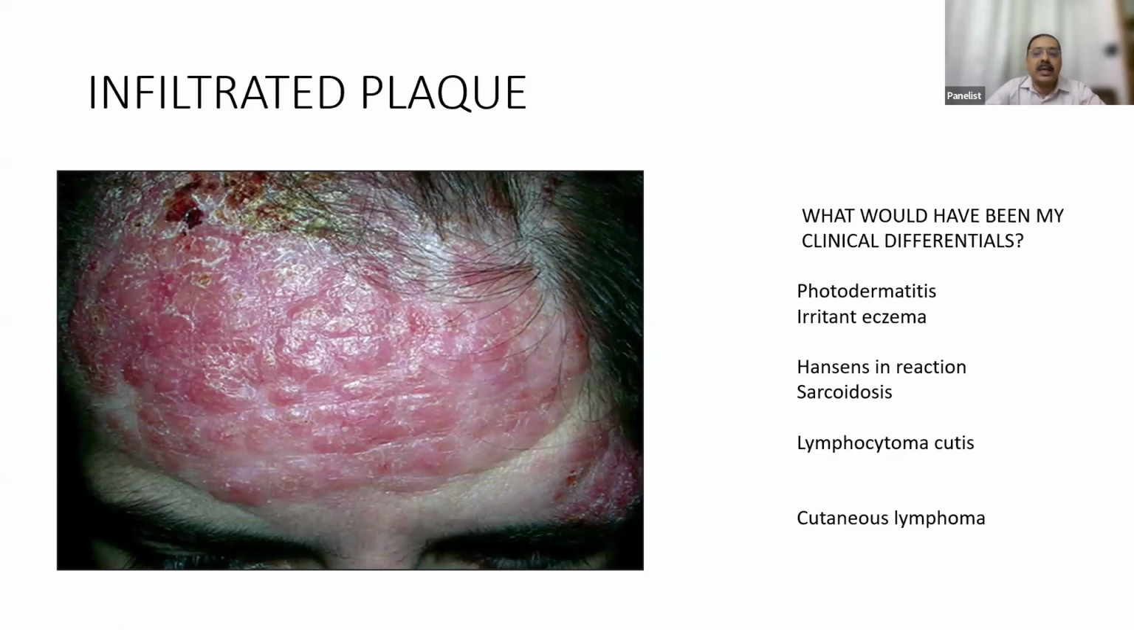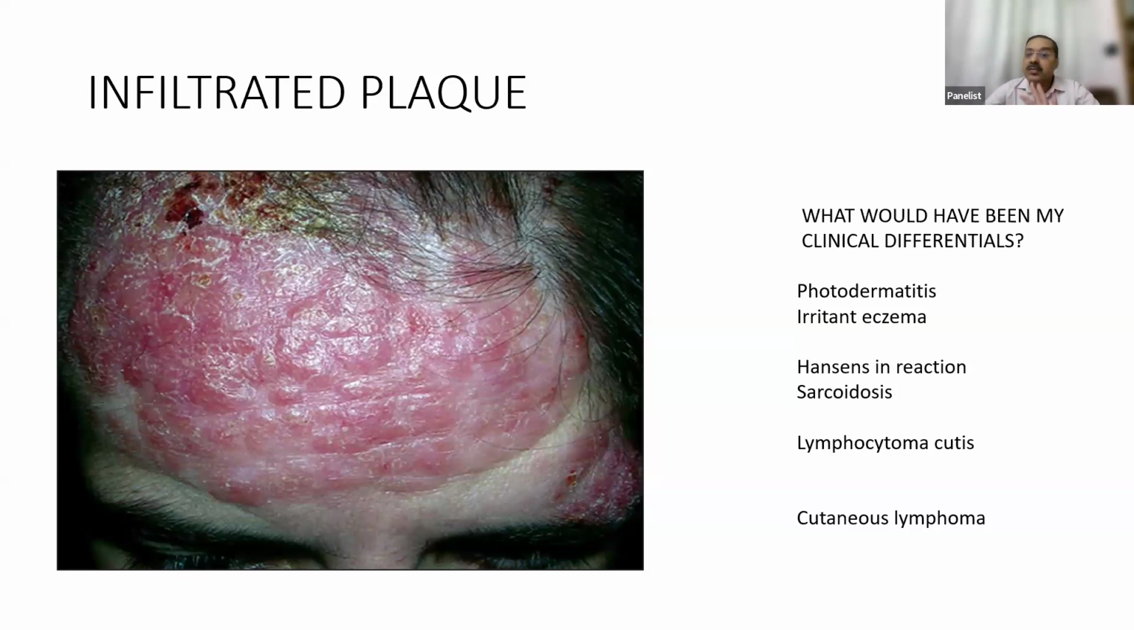What would have been my clinical differential diagnosis if I had seen the patient directly? I would have thought probably it's a case of photodermatitis, because there is so much intense inflammation on the forehead. It's a photoexposed area. It could be an irritant. The patient has applied something that can also cause edema, where spongiotic lesions can occur. So with both of these, I'm expecting a spongiotic lesion. Or it could be a Hansen's reaction. There was a previous patch there, and that has gone into a type 1 reaction, or it can be sarcoidosis probably, which has undergone an inflammation. It's very rare that sarcoidosis undergoes this sort of inflammation.